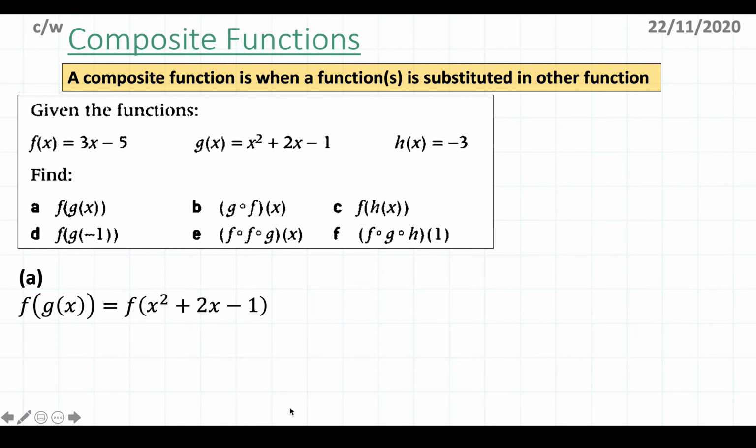So if I'm asking for f of g of x, first I need to input in g. My input in g is going to be x. So I'm just going to put, instead of g of x, this x squared plus 2x minus 1. Because if my input is x, then that is precisely my output. I'm not going to get a number because I'm not substituting a number. So then the input of f is going to be this whole expression.